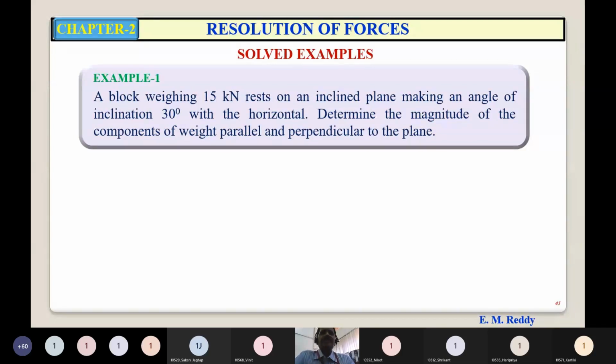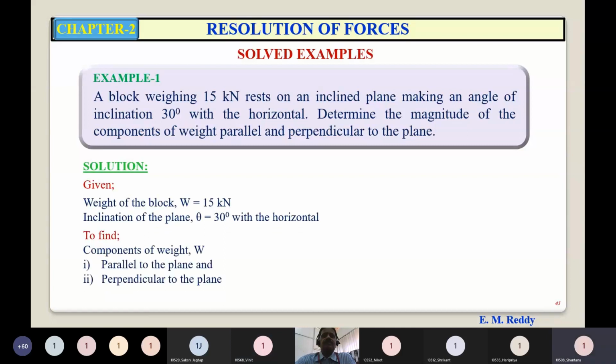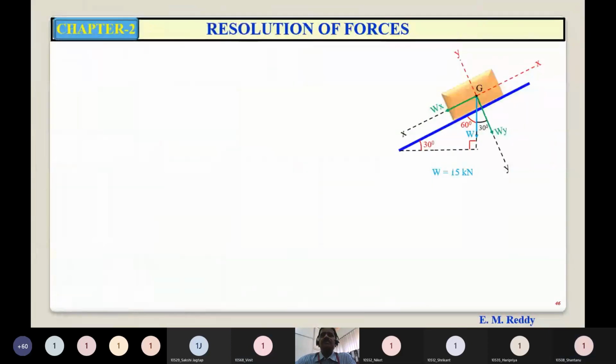A block weighing 15 kilonewton rests on an inclined plane, making an angle of inclination 30 degrees with the horizontal. Determine the magnitude of the components of weight parallel and perpendicular to the plane. 0.5. Right. So here I will show you the figure.